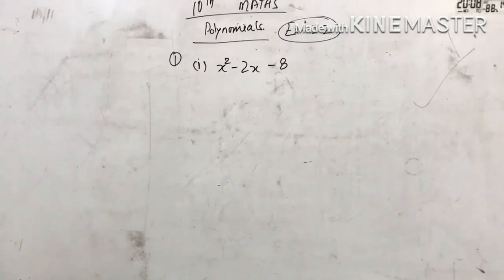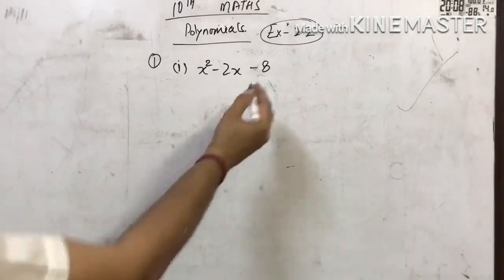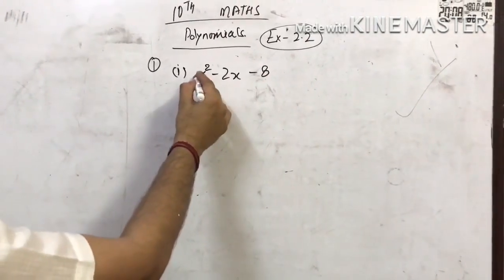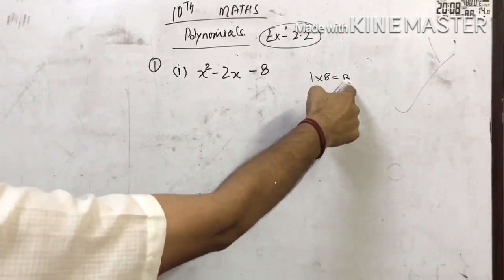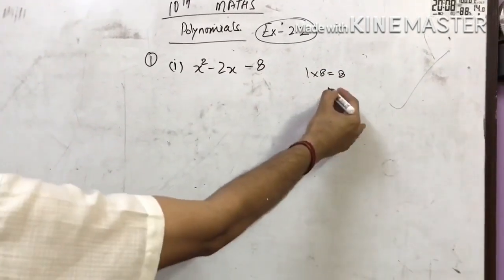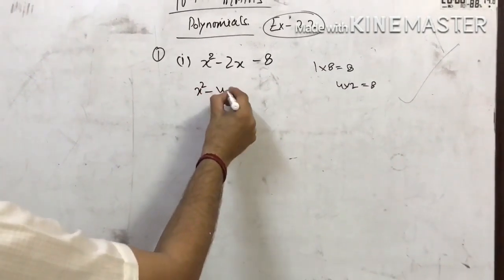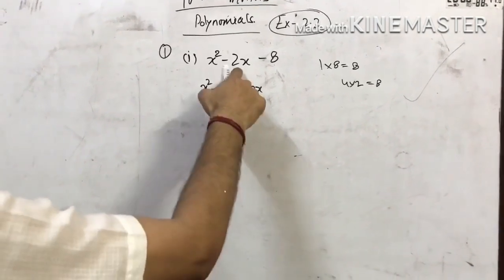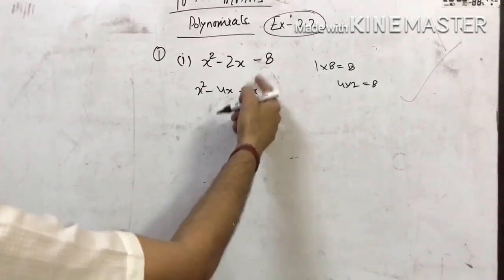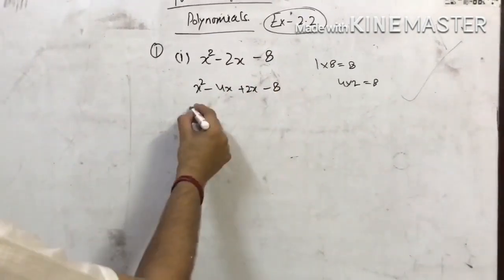So what you can do, you can split the middle term and find the factors of it. First of all, so it is 8 here and it is 1 here. The coefficient of x square is 1. So 1 into 8 is 8. So factorize 8 so that you can get 2 and 4, 2 fours are 8. So if you take x square minus 4x plus 2x, then minus 4 plus 2 will give you minus 2, and 4 twos are 8. So product is also okay, and sum is also okay. So minus 8.